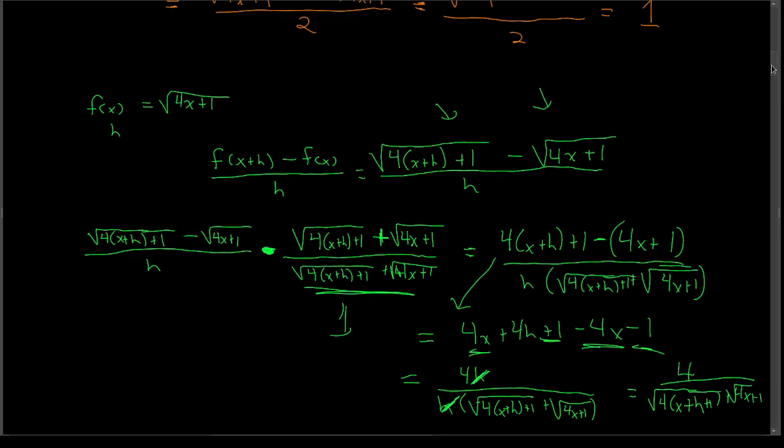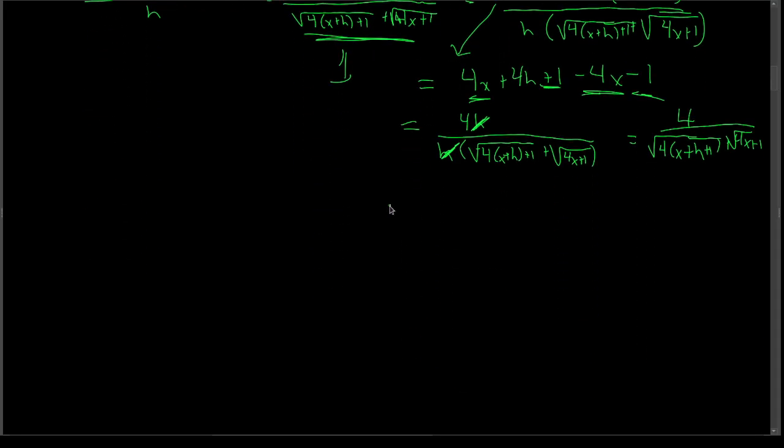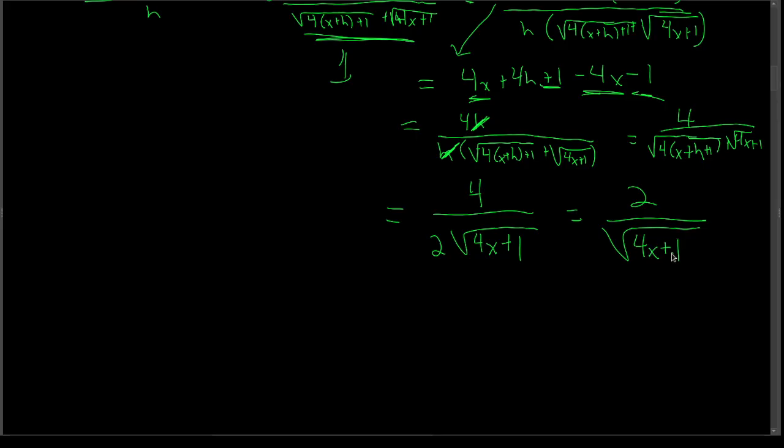And now I can actually put 0 into h, because I'm not going to get a division by 0 error. So I'm going to get 4 upstairs, and I'm going to have 2 times the root of 4x plus 1 downstairs, or 2 over the root of 4x plus 1. So a lot of the tricks that we'll be doing with this difference equation is to try to get h's to cancel so we can replace them with 0. In the end game, looking to get the limit as h approaches 0 is our goal.